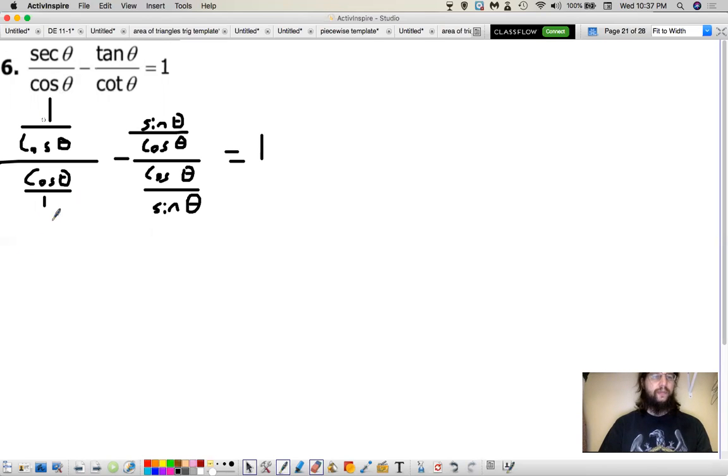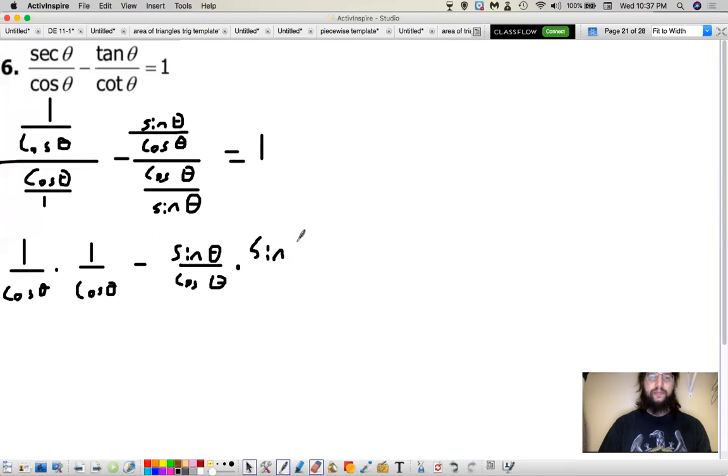So here we go. Fraction over fraction, fraction over fraction. You know what to do. 1 over cosine theta times 1 over cosine theta multiplied by the reciprocal, minus sine of theta over cosine of theta times the reciprocal, sine of theta over cosine theta.